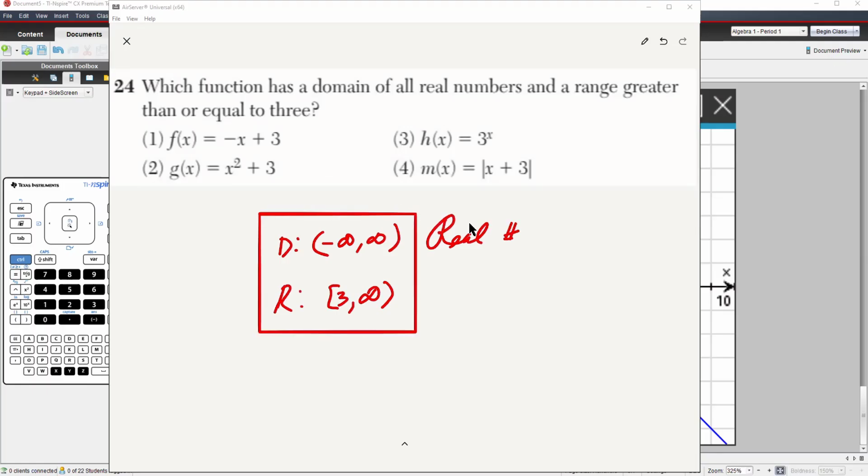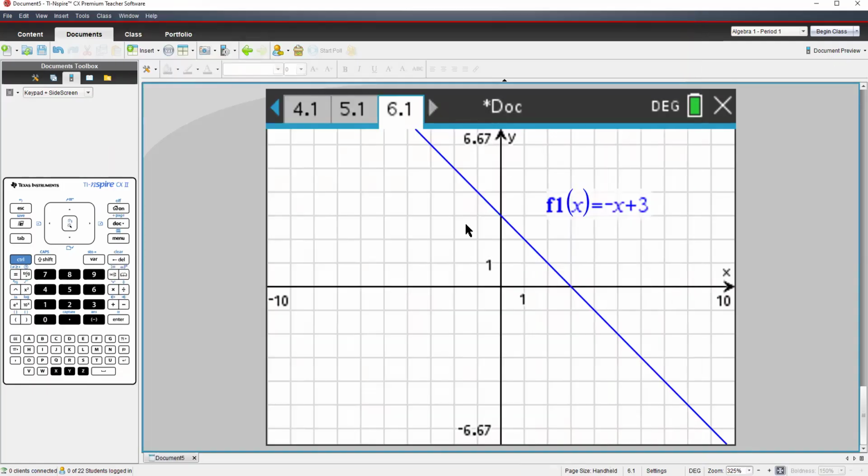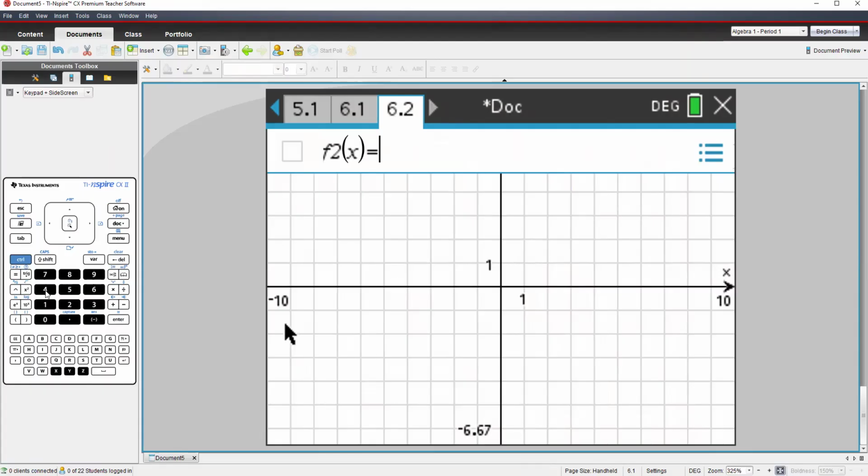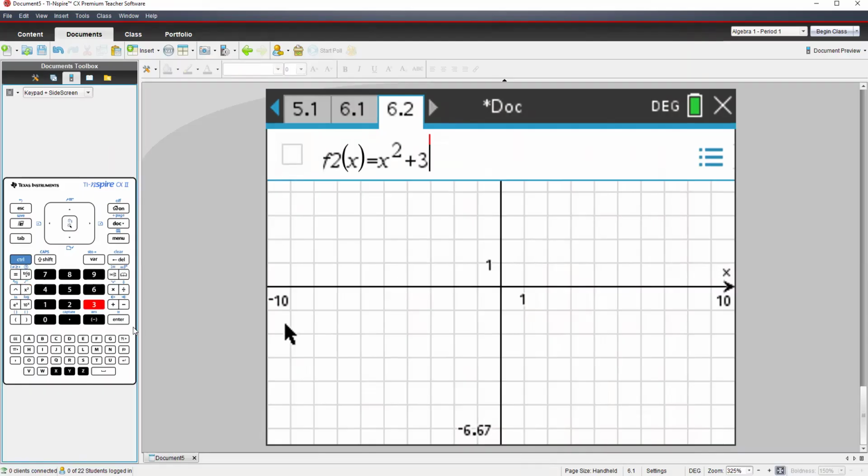All right, the first one is just a linear function. For linear functions, the domain is negative infinity to positive infinity. The range is negative infinity to positive infinity. And the reason we know they're going to infinity is they're going off the screen, which means these would have arrows on them and arrows go forever. All right, so now let's graph the next one. The next one is x squared plus 3. Now this looks like a candidate.